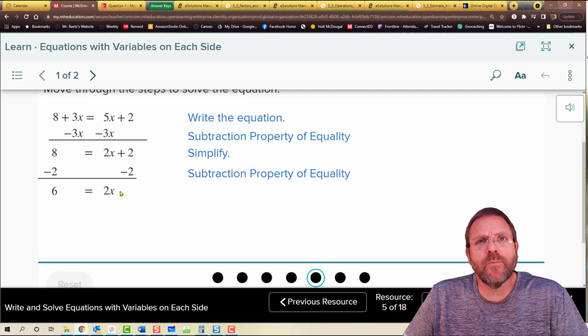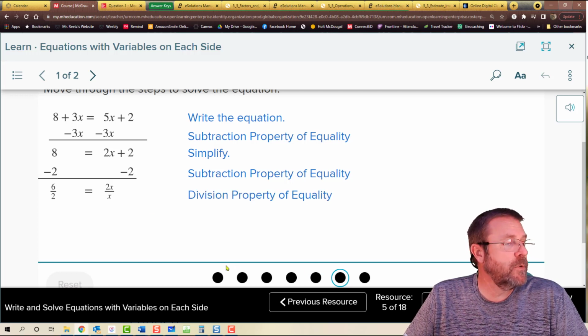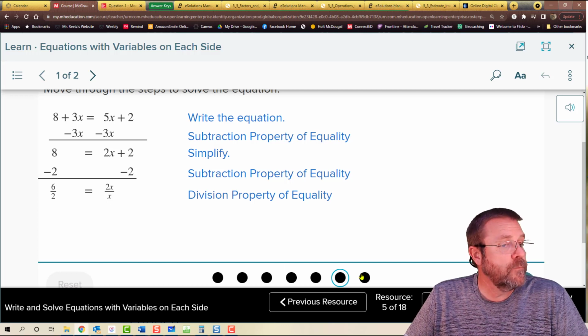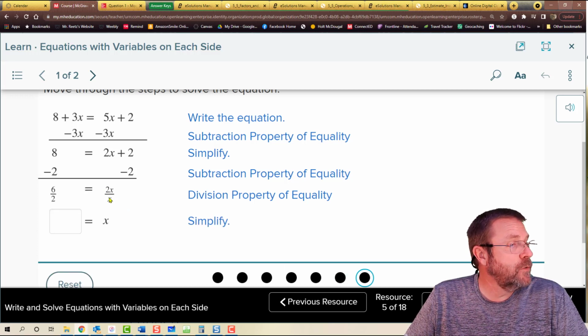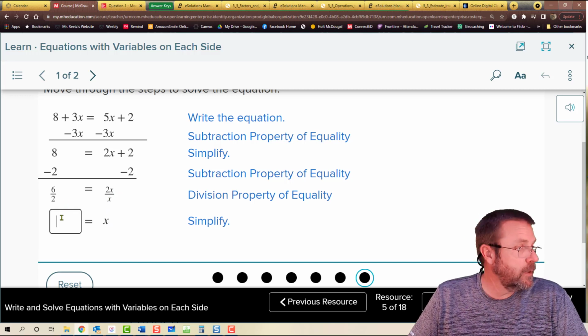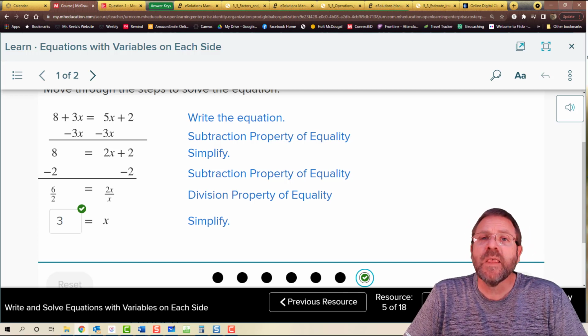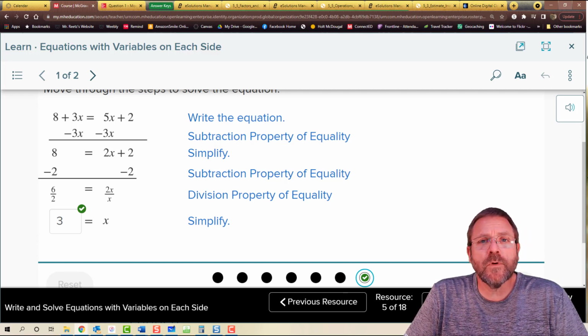From here, it should be pretty obvious how you're going to finish the problem. 2 is multiplied times x, so we're going to divide both sides by, well, they made a mistake. This right here should be a 2, not an x. They messed up big on that one. And then from there, 2 divided by 2 is 1. 1 times x is x. 6 divided by 2 is 3. And check your answer. Your answer checks. All said and done, with the exception of their little x mistake, that's a pretty good way of solving these problems.